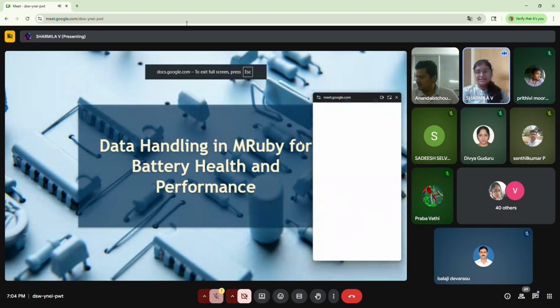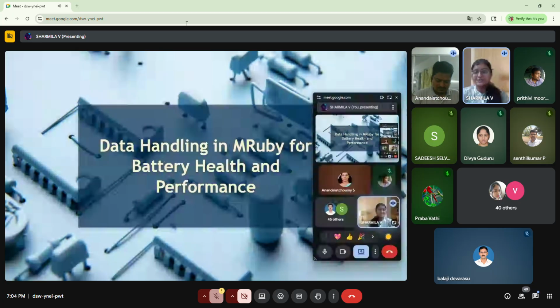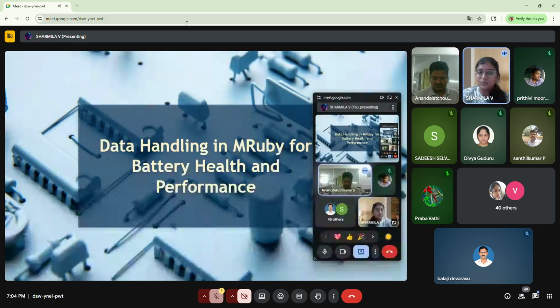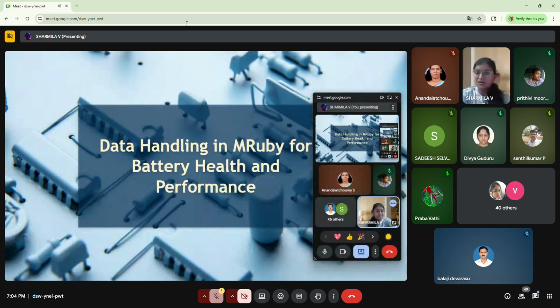So today's discussion will be on data handling in MRuby for battery health management, basically. In the previous session, you would have heard about MRuby and frameworks, etc. Now let's see how this MRuby is being used in the electrical and electronic sector for battery health management and performance, and how it is being used to handle the data efficiently.